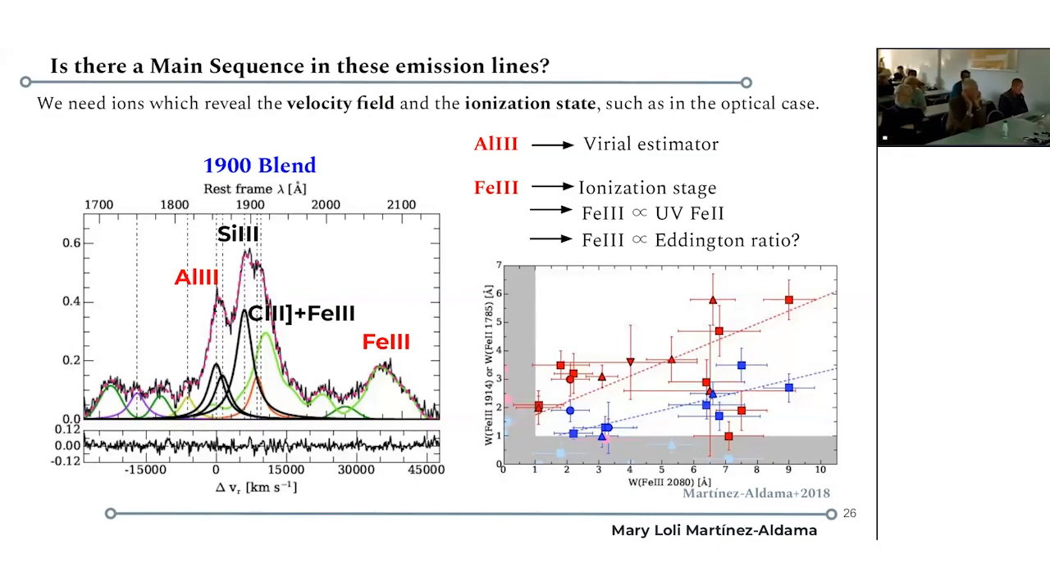We need, the source of radiation is the accretion disk. So the photons that are produced in the accretion disk travel to the clouds, and then the cloud is photoionized and reprocessed as an emission line. And we can observe all these kinds of emission lines. It's the velocity field, because the clouds are moving. They are not fixed. So it is gas. You need ions to detect the velocity field? Yes.